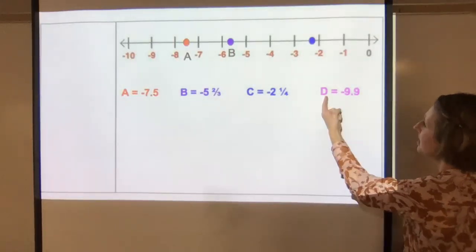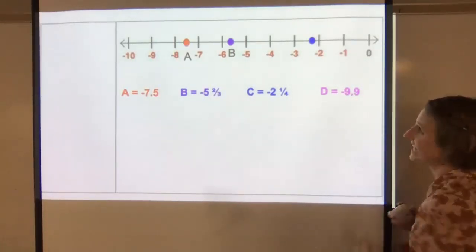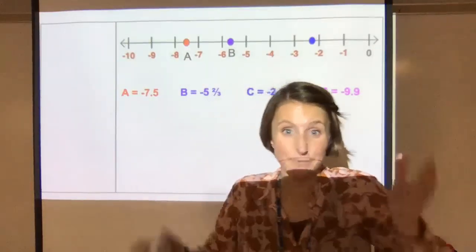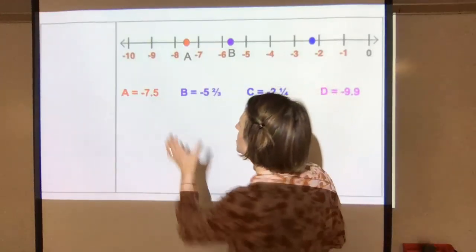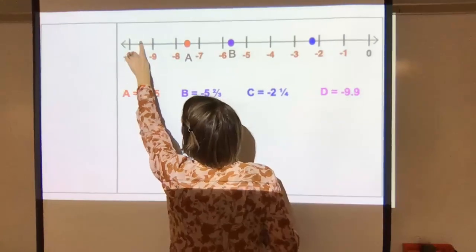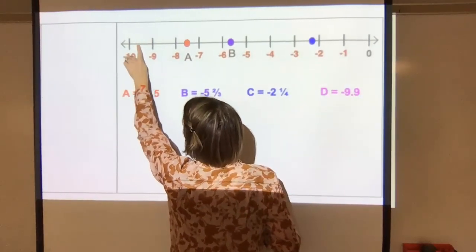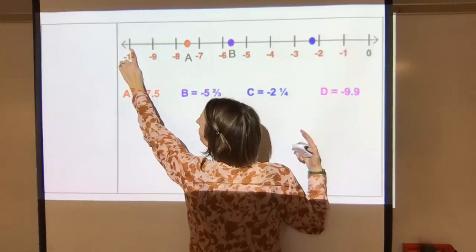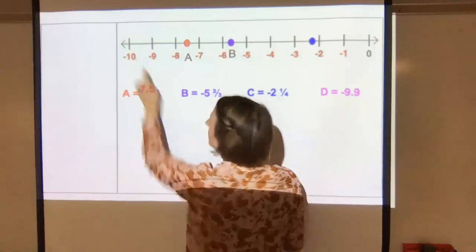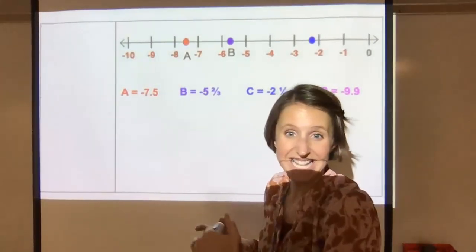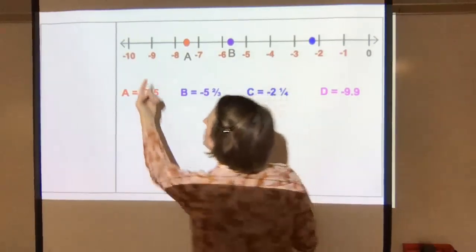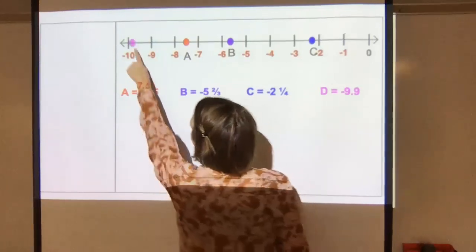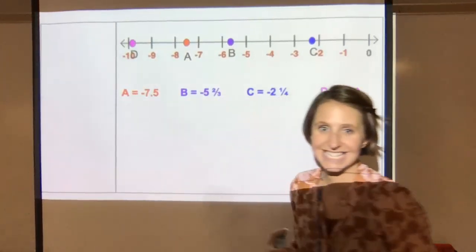And our last one here is -9 and 9/10, which if you think about -9 and 5/10, that's halfway. 5/10 is 1/2. So here's -9. Here would be about -9.5 or -9 and 5/10. I have -9 and 9/10. That's super close to almost another whole, right? 9/10 is super close to 10/10. So that's going to be really close to -10, right there. And I'm going to label that point D.